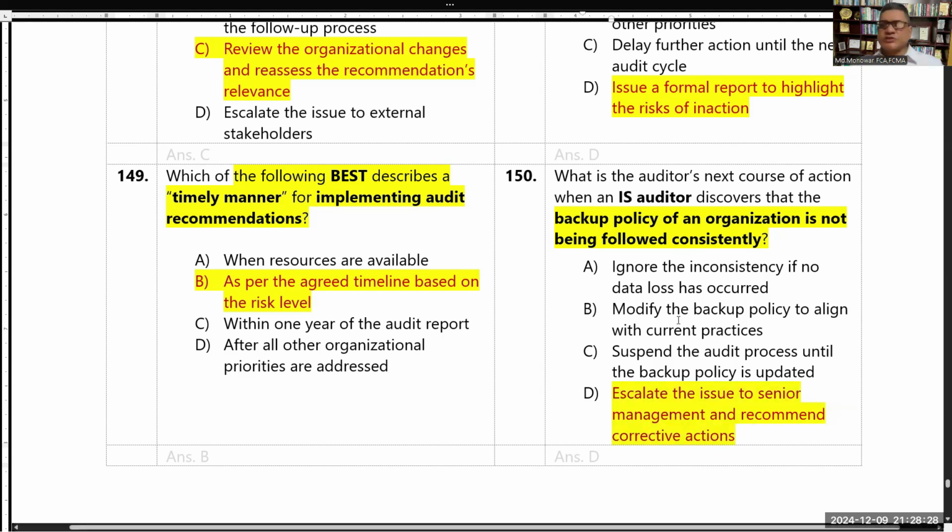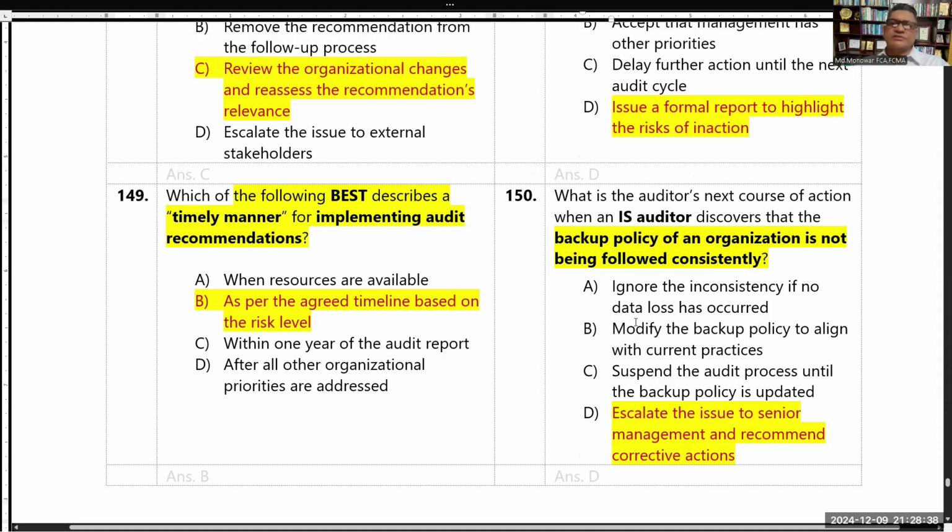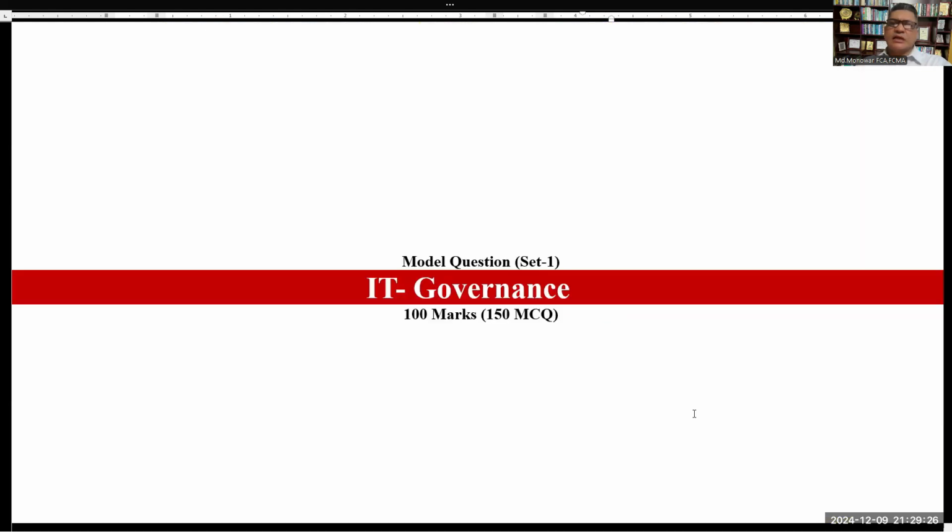Answer D. So in this way, we have completed a model set of questions for IT governance. Here, 150 questions is the first set, and I will continue with the next sets: set 2, set 3, set 4, etc.